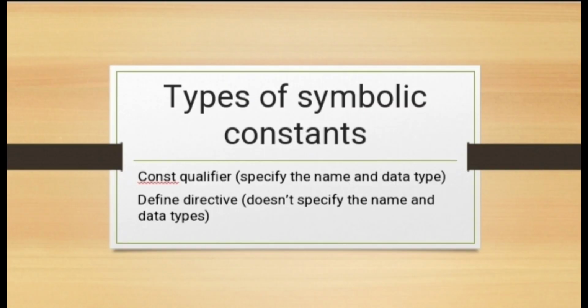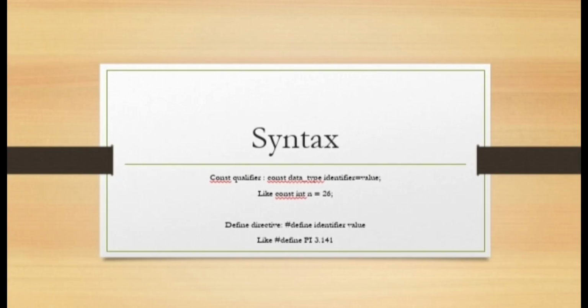Moving towards the types of symbolic constants, the first one is the constant qualifier and the second one is the define directive. Constant qualifier specifies the name and the data type in the program, but the define directive does not specify any type or data type. Okay, the syntax will clear you more about this. Look at the constant qualifier.